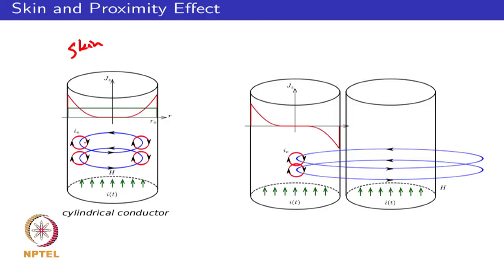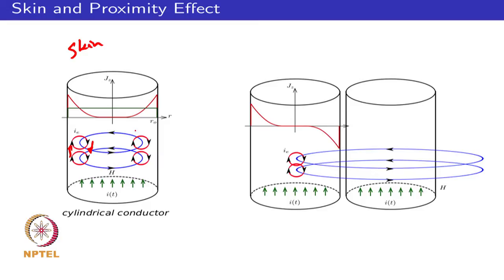And essentially you will then have induced currents. These are small eddy loops which would try to counter the flux caused by this H field. And the nature of these minor eddy loops would be to increase the current on the edges and reduce the current towards the center. So the overall shape of the current density, instead of being uniform, will tend to crowd towards the edges of the conductor. So this is called the skin effect.